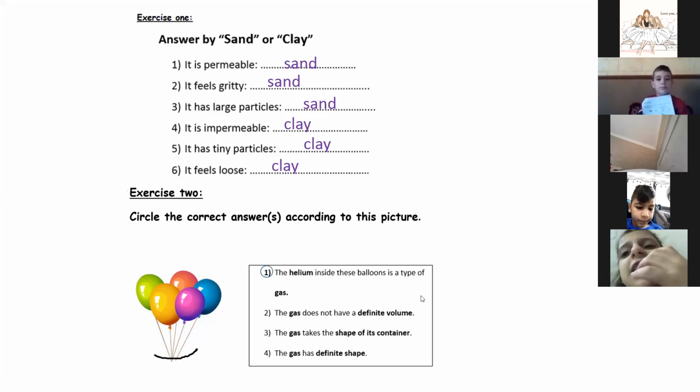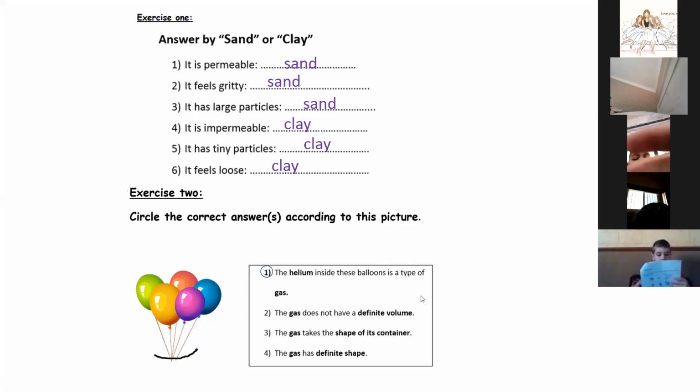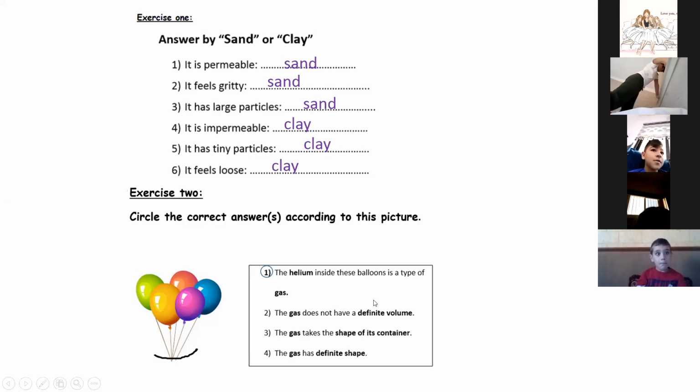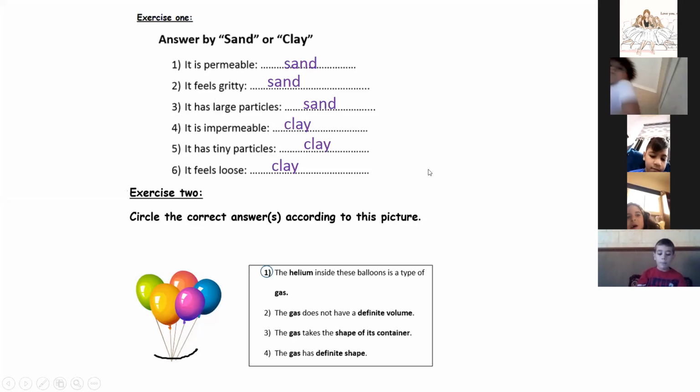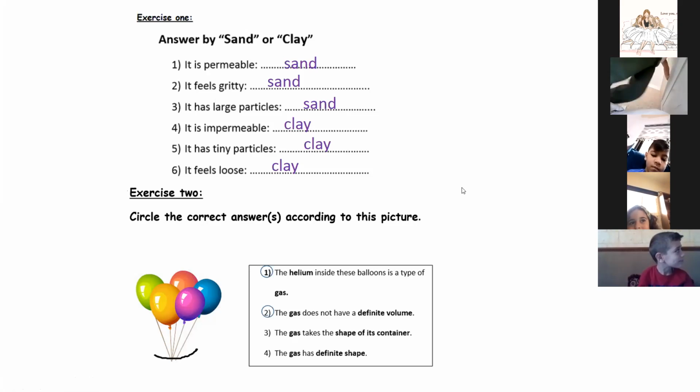Raneem, read sentence number two alone. The gas does not have a definite volume. Is it true or not? Should I circle it? No. The gas does not have a definite volume. Can you explain? Definite volume, it does. So what should I do? Circle it, because the gas does not have a definite volume. We all know that it changes. It takes the shape of its container, right?